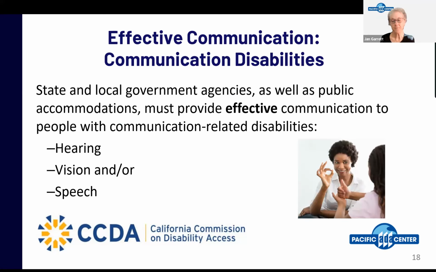This is Jan speaking. One of the obligations of both Title II state and local governments and Title III public accommodations is effective communication for people who have communication disabilities. So you must provide effective communication to people with hearing, vision, and or speech disabilities. We'll learn more in a moment about what that means. What does effective communication mean, and how do you provide it to people with communication related disabilities?